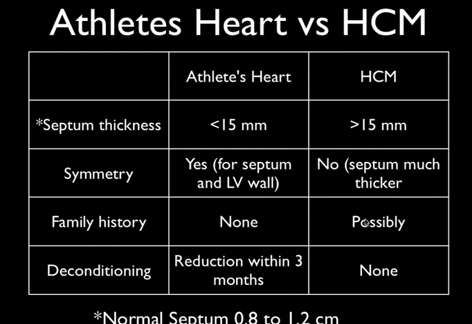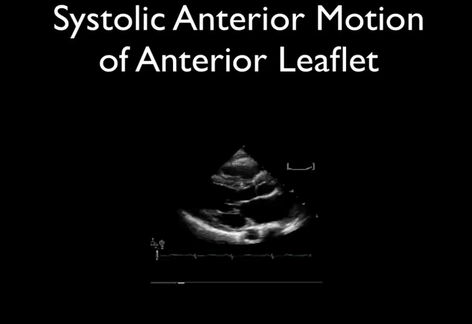And then family history of sudden death is often very common in hypertrophic cardiomyopathy. And this athlete's heart goes away if you don't exercise for 3 months, whereas this septum stays thicker. So just a little clinical correlate to show you.